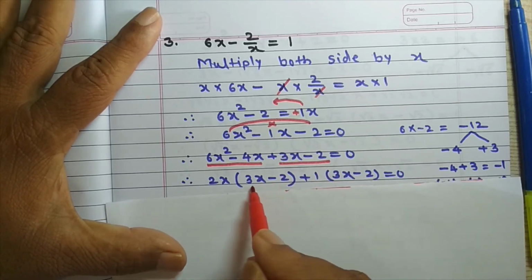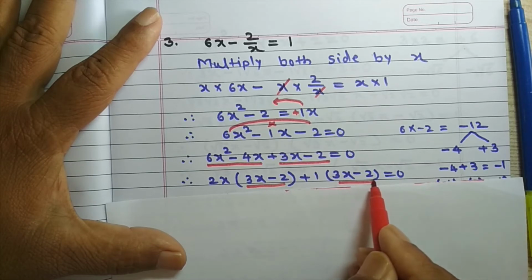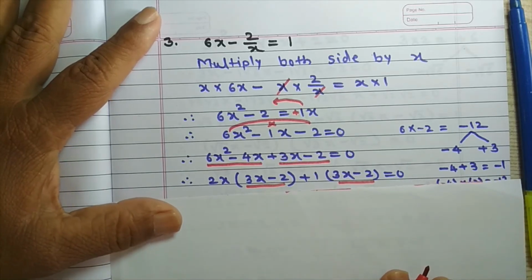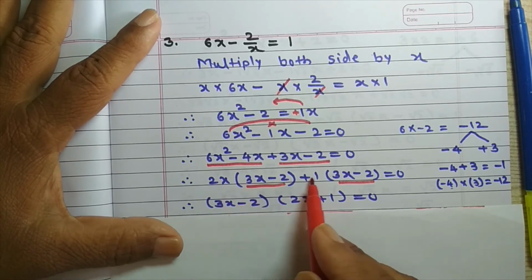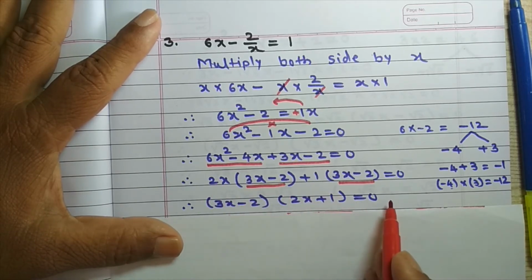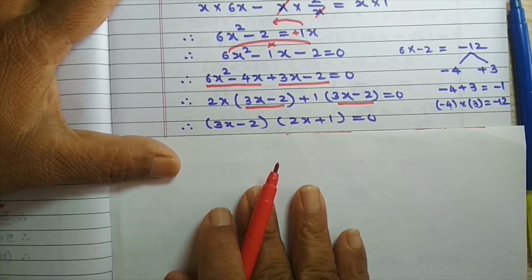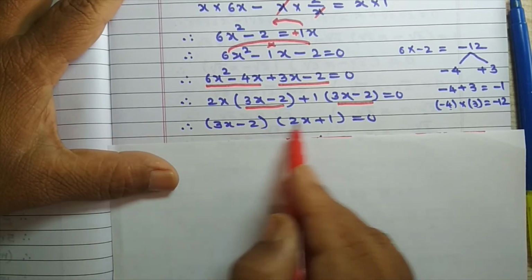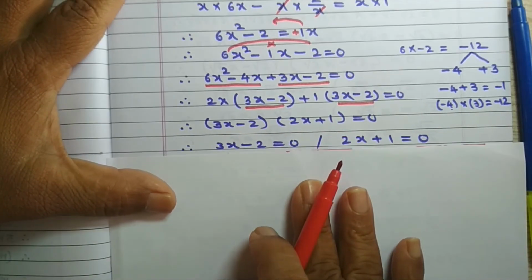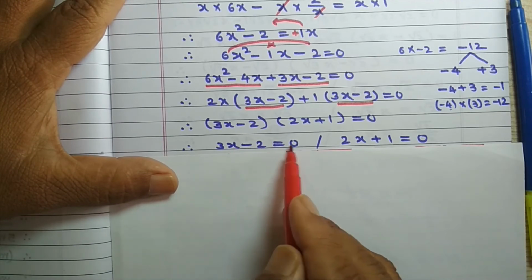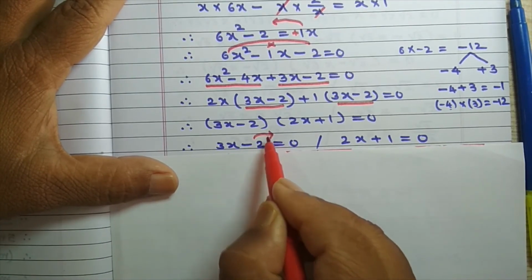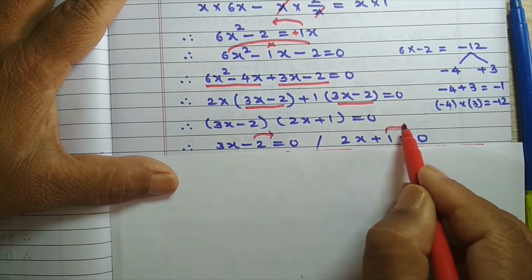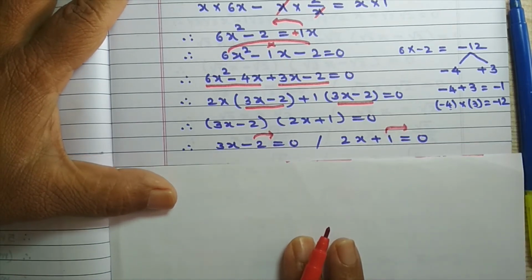Once again, 3x minus 2, 3x minus 2, same terms, we have to take that as common. 3x minus 2, and what remains is 2x plus 1 in the second bracket, equal to 0. Then the first bracket is equal to 0, the second bracket is equal to 0. We have 3x minus 2 is equal to 0, 2x plus 1 is equal to 0. Once again, we have to take minus 2 to the right side of that equality and plus 1 to the right side of that equality.